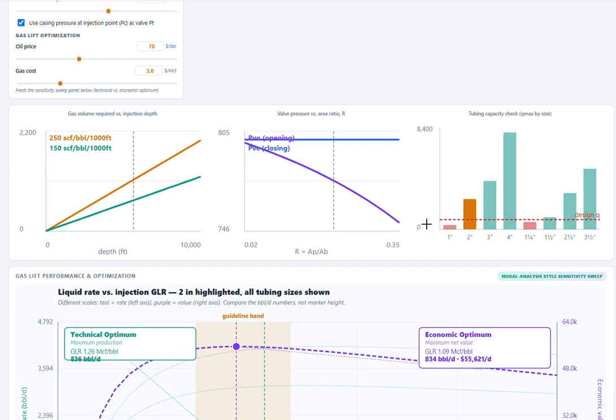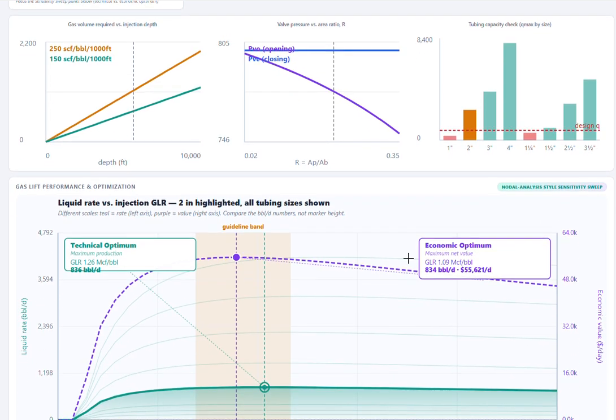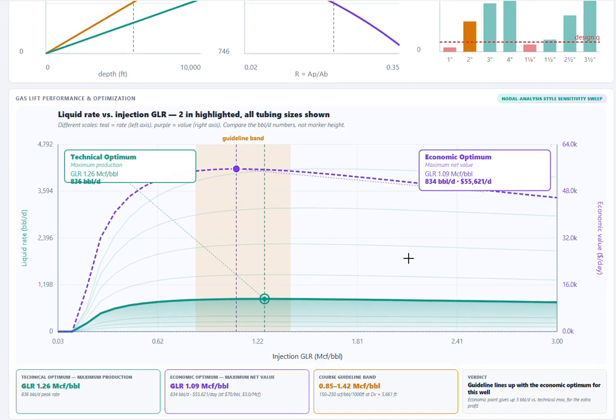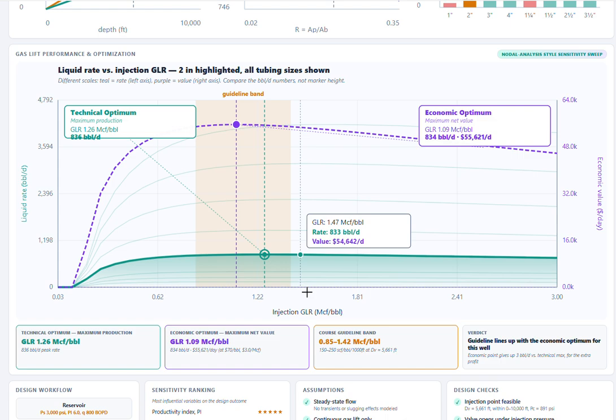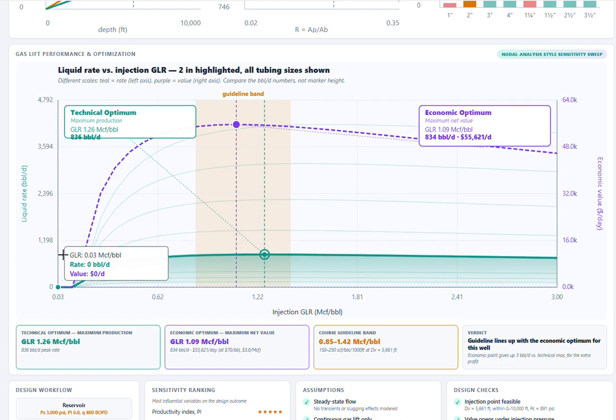So next question, and of course this is my favorite part of the dashboard. Look at the optimization plot. What happens if we keep injecting more and more gas? Do we keep producing more oil forever? Most people say yes. The graph says no.